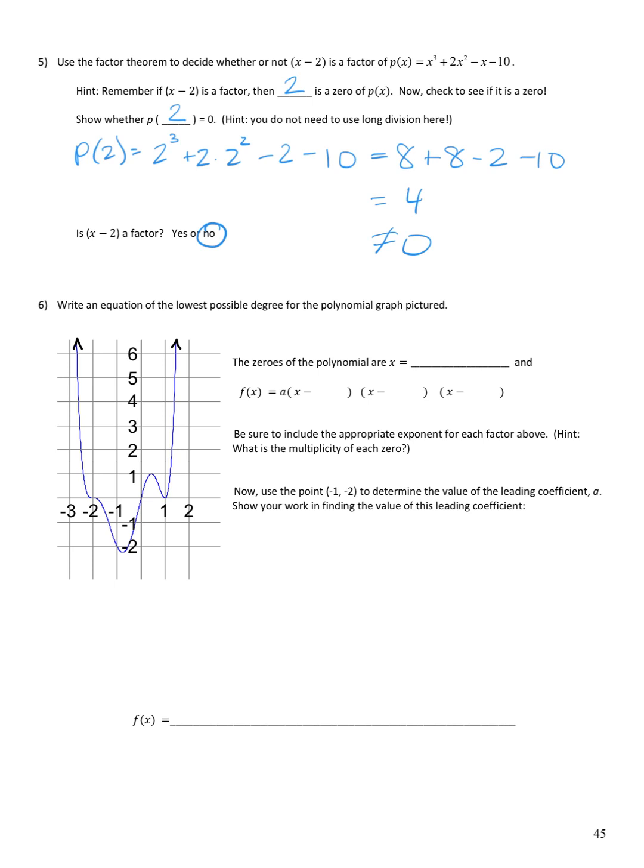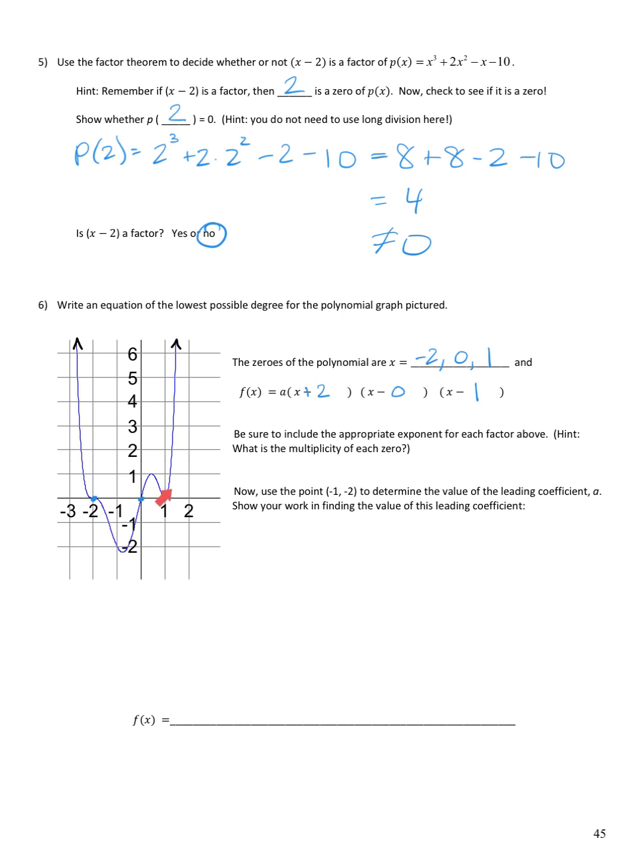Number 6, write an equation of the lowest possible degree for the polynomial pictured. So the zeros of the polynomial look like they happen at -2, 0, and 1. So I have x equals -2, 0, and 1, which means that my function has factors x plus 2, x minus 0, and x minus 1. And then I'm going to put some exponents on this to account for the multiplicities.